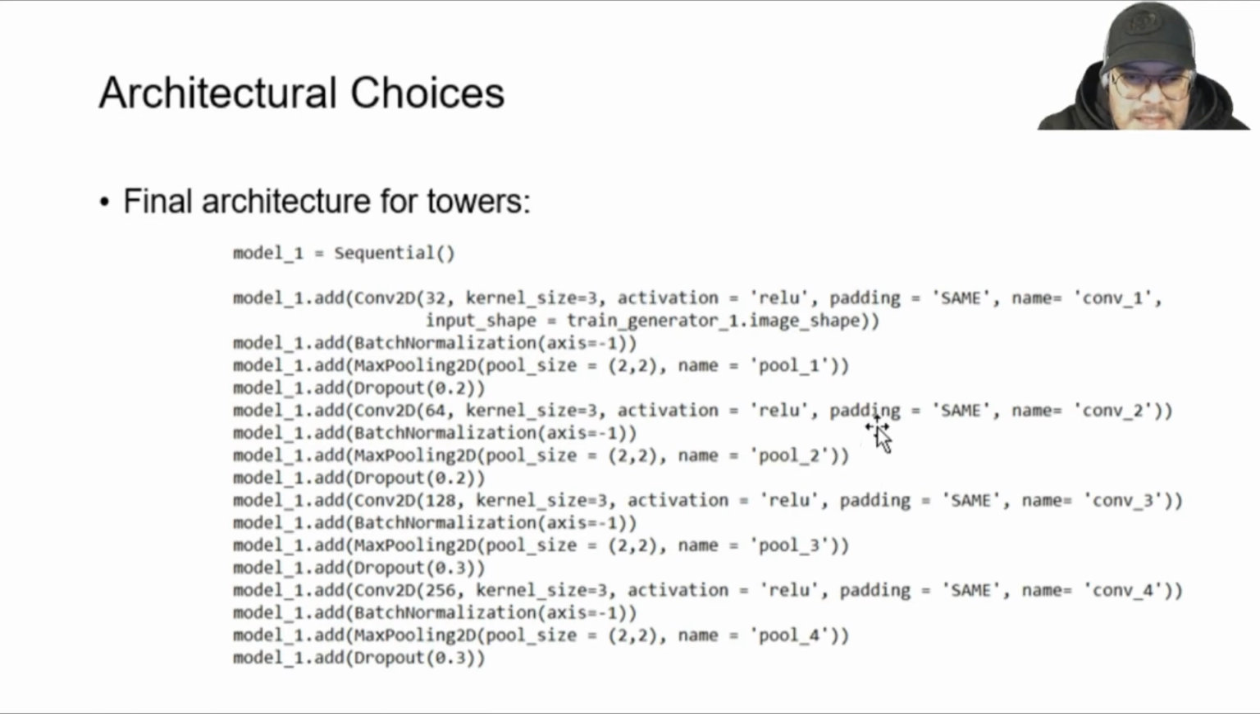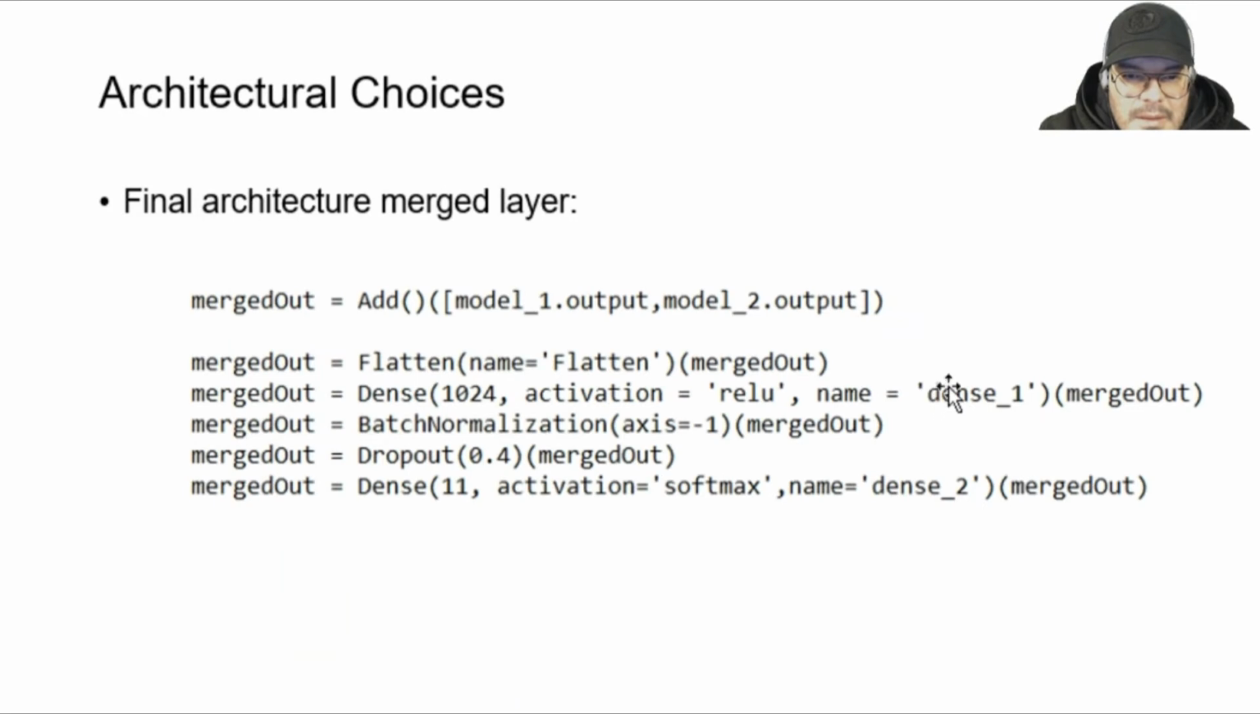So this is what worked out, starting with a lower dropout probability, and then just gradually increasing. And then the final merge layer, I wanted to make sure that you noted that it did have the batch normalization, and also the dropout was only slightly decreased to 0.4 probability.